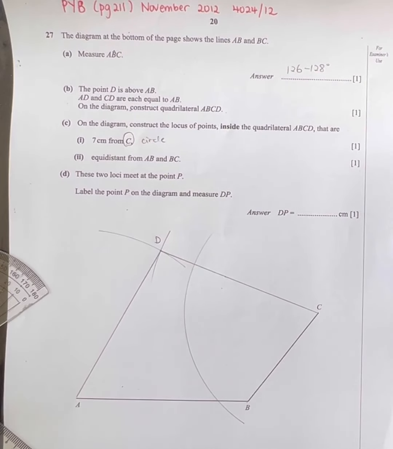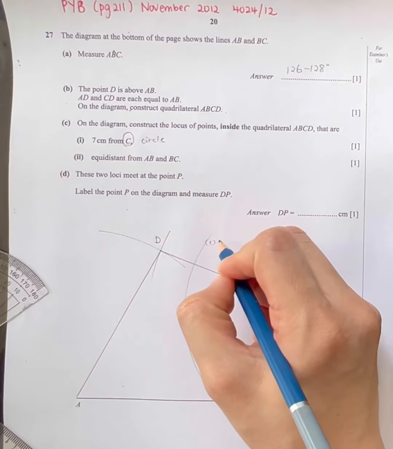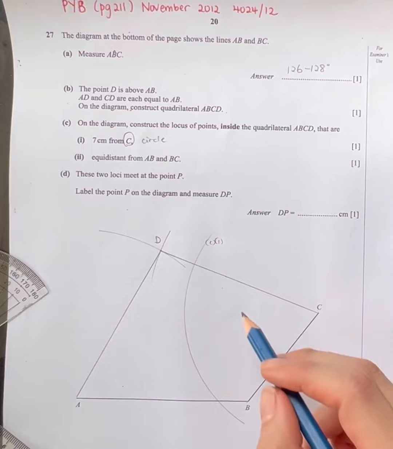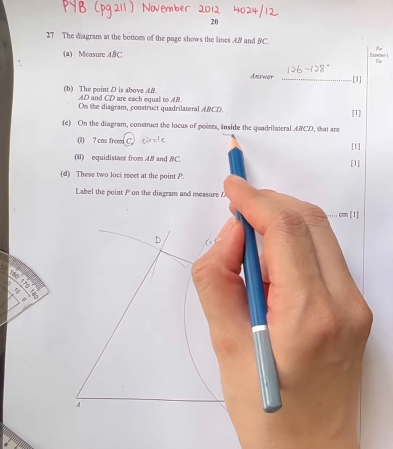Okay, so this is C part 1. If I were to label, I label like this, C part 1. I'm drawing a part of the circle. I don't draw the full circle because they want only the part inside the quadrilateral.